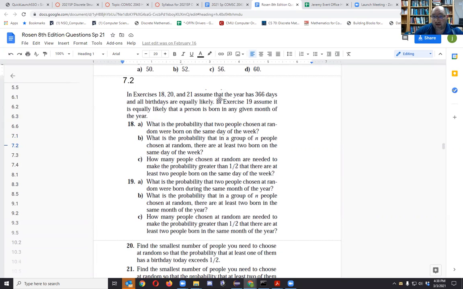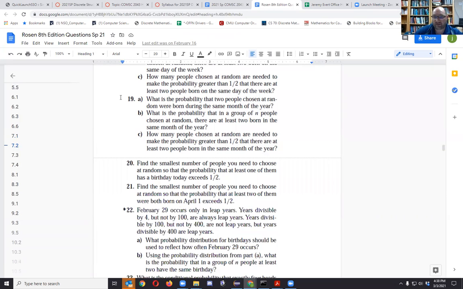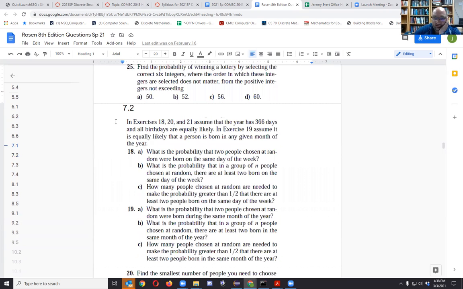Now then, exercise 19, it's equally likely that a person is born in any given month of the year. Okay, so let's read these questions. 19. What's the probability that two people chosen at random are born during the same month of the year? Okay, so we've got two people at random. Now, do they give us any hints on how we can assume that they're going to be in the same month? Oh, okay. Exercise 19, assume it's equally likely that a person is born in any given month of the year. Okay, so there's 12 months in a year.